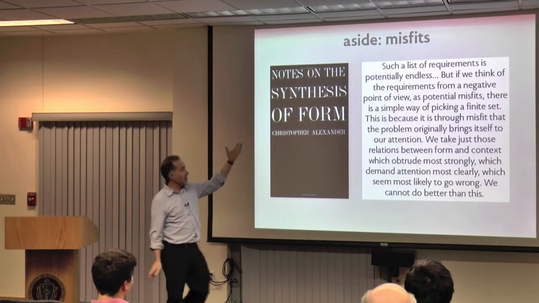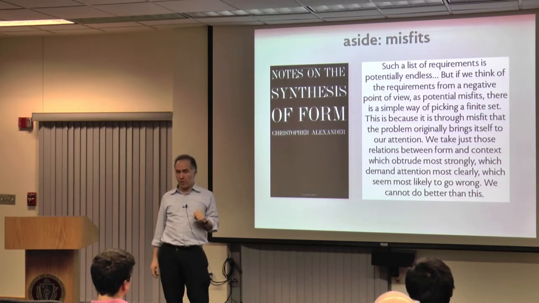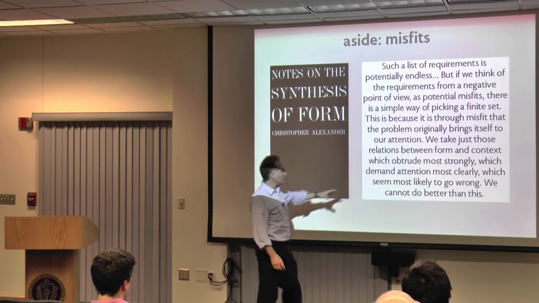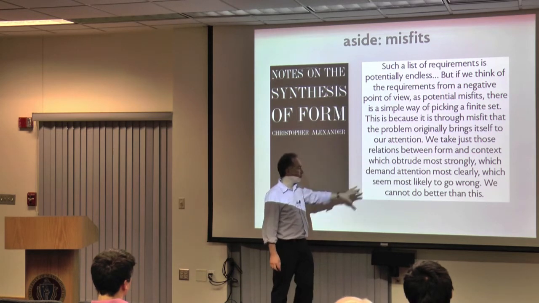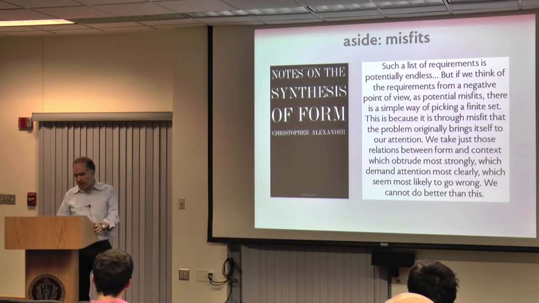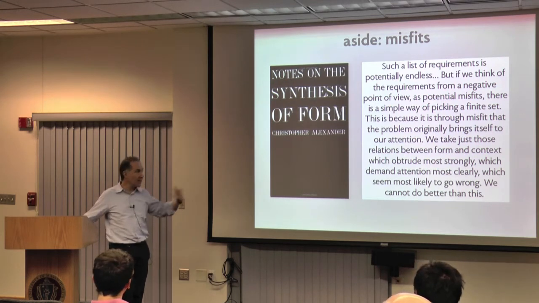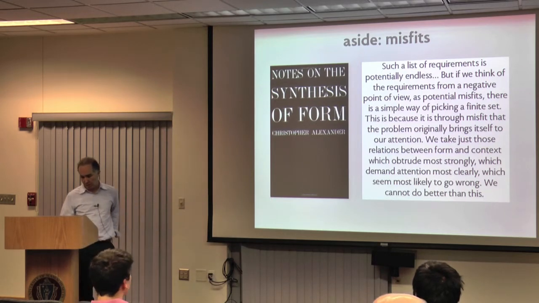He says, such a list of requirements is endless, but think of them from a negative point of view. Write down the things that might go wrong, the misfits, you know. And he describes these misfits as the relations between form and context which obtrude most strongly, which demand attention most clearly, and which seem most likely to go wrong. This has been very inspiring for me as a way of thinking about how we could come up with better ways of designing software, but also recognizing that the design process indeed has these fundamental limitations.